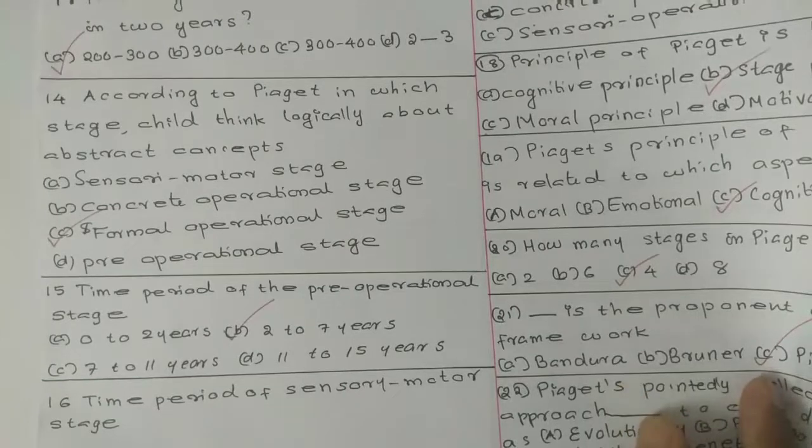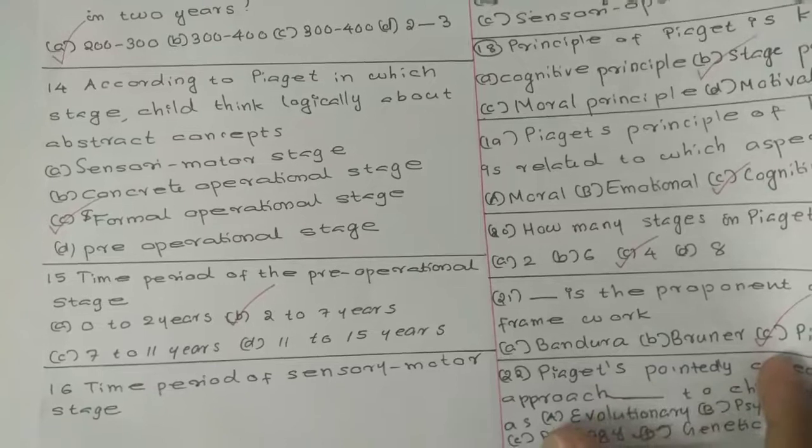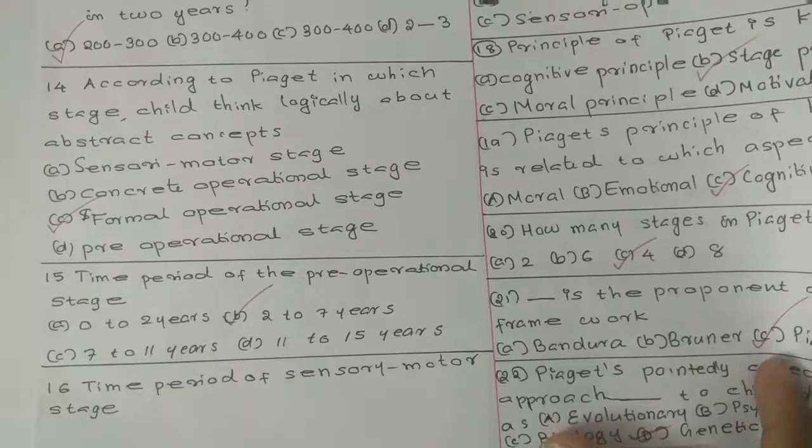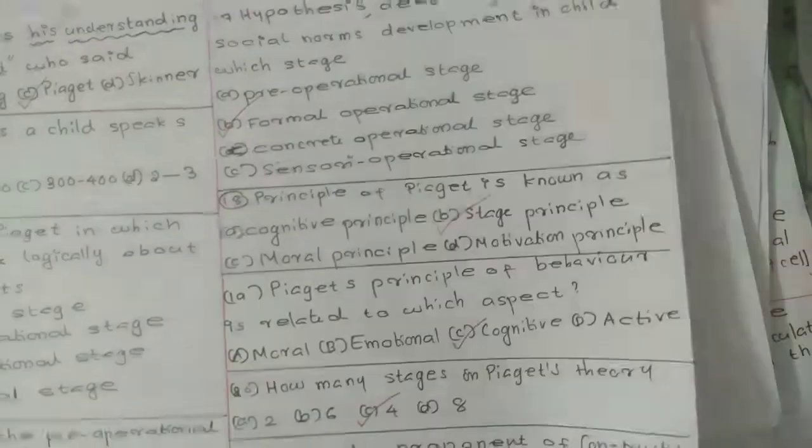Question number 15. The period of the pre-operational stage. Option A, 0 to 2 years. Option B, 2 to 7 years. Option C, 7 to 11 years. Option D, 11 to 15 years. The answer, 2 to 7 years. Question number 16. The time period of the sensory motor stage. Find out the answer yourself.